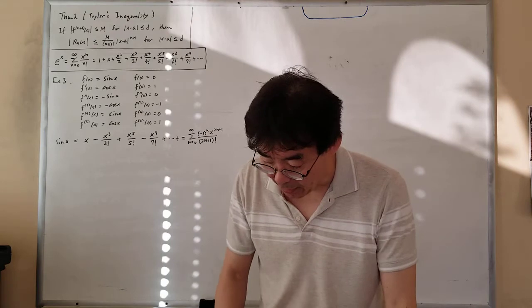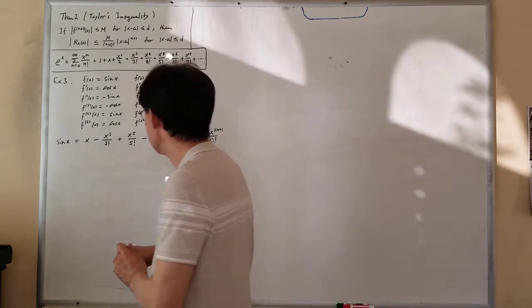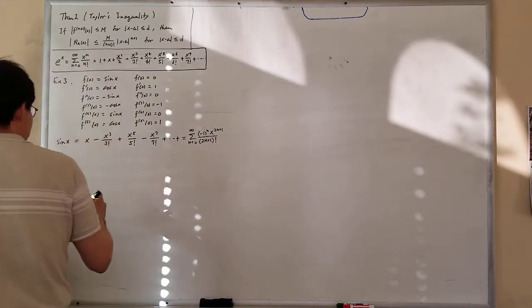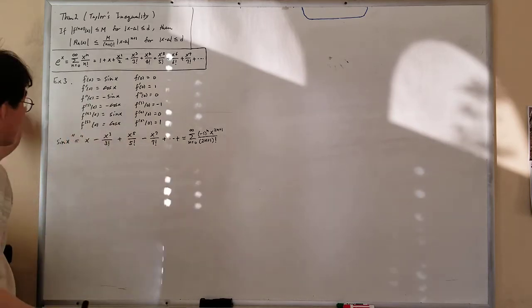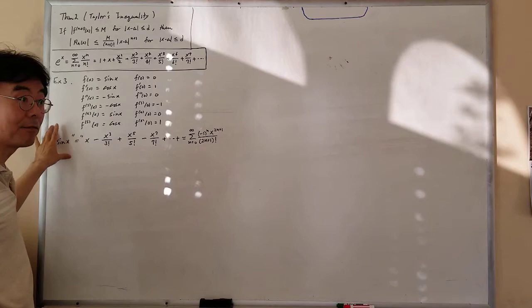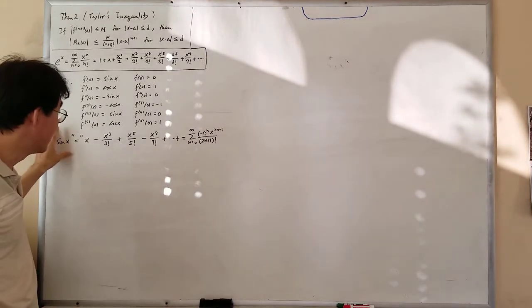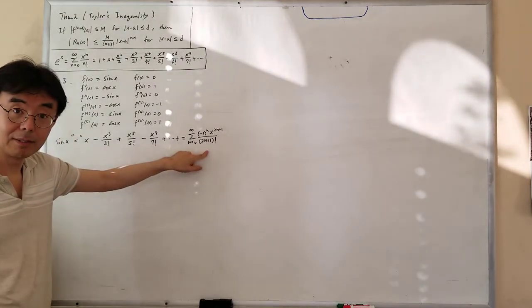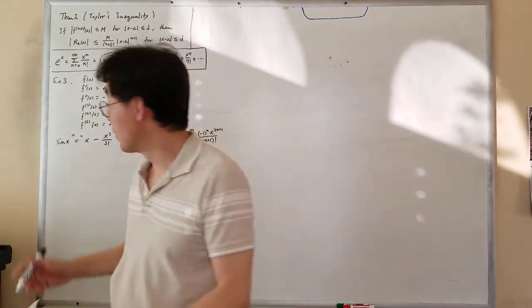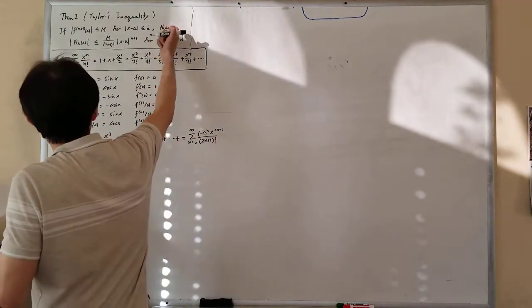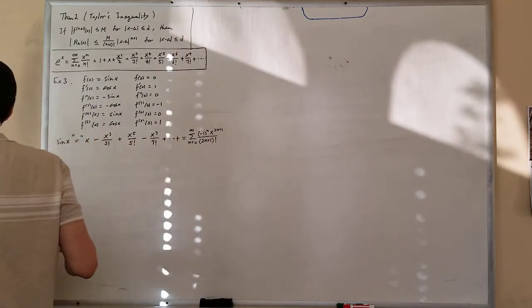Now how do we prove that this is convergent? Okay. For now, we don't know the convergence. We only know that if sine of x has a power series representation, then this should be the one. Now, how do we prove that sine of x indeed converges to this? Again, we have to use Taylor's inequality.